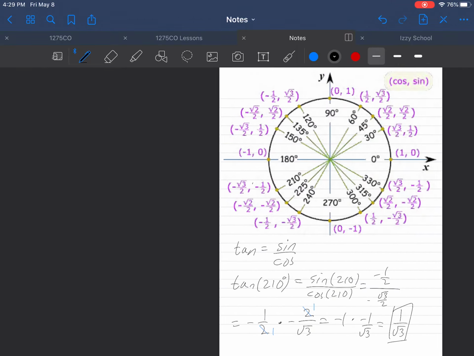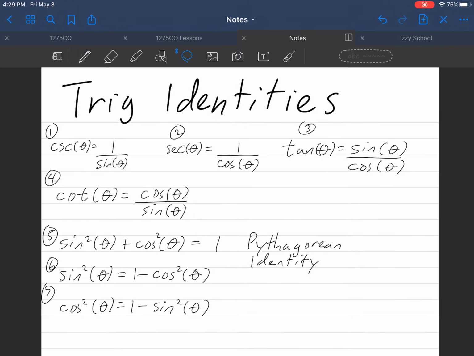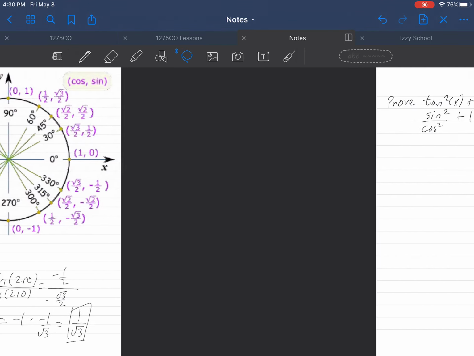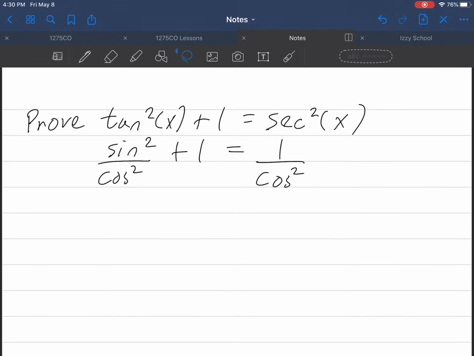Right, and based on these first four identities, cosecant is equal to 1 over sine, secant equals 1 over cosine, tangent is sine over cosine, cotangent is cosine over sine. That means that each of the four trig functions that are not sine or cosine can be written as sine or cosine. Tangent squared is going to be sine squared over cosine squared. Secant squared is going to be 1 over cosine squared.